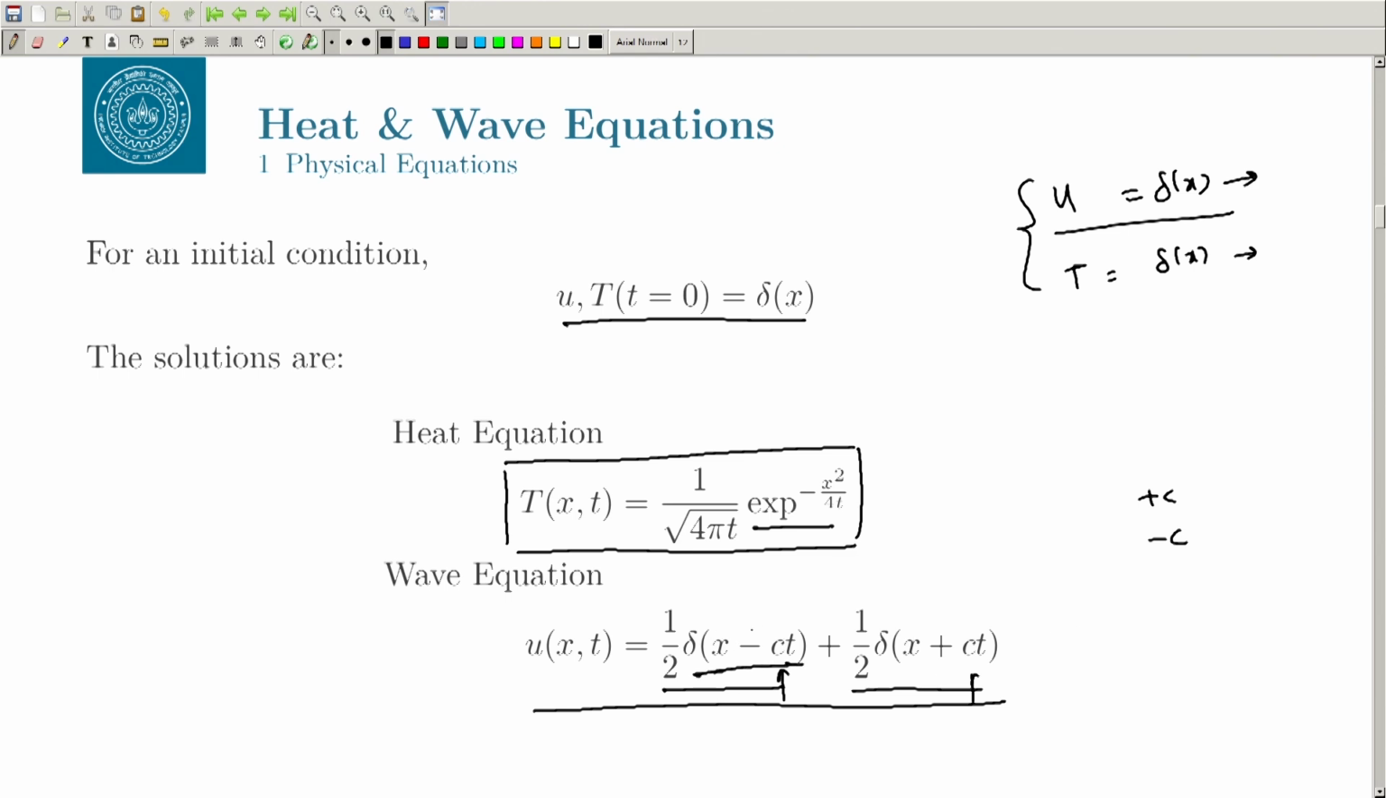So, it will be only valid at a point which is x minus ct or x plus ct, right. So, we will have a wave travelling; you will feel the presence of the wave at x minus ct, then there is no wave, then again there is a wave, presence of the wave is felt, and so on and so forth, right. So, that is how your sound wave equation presents the solution for a delta function.